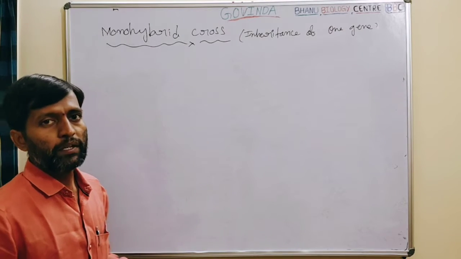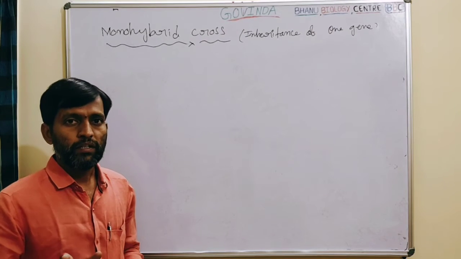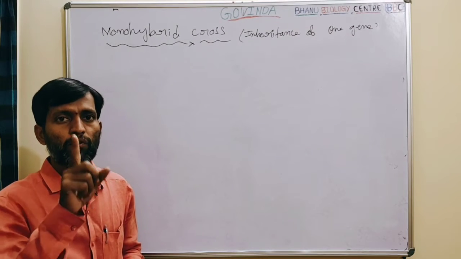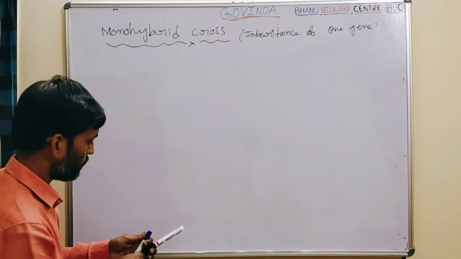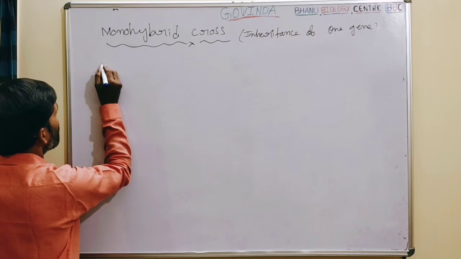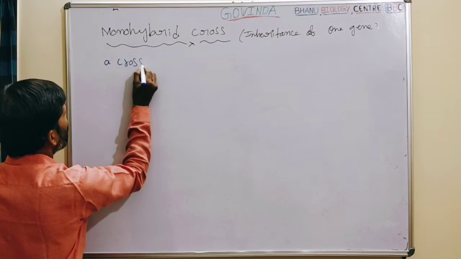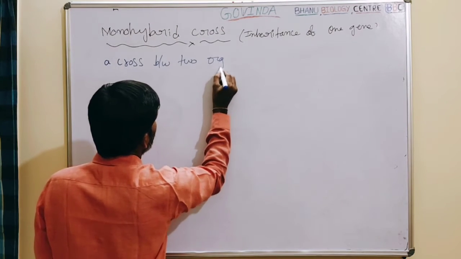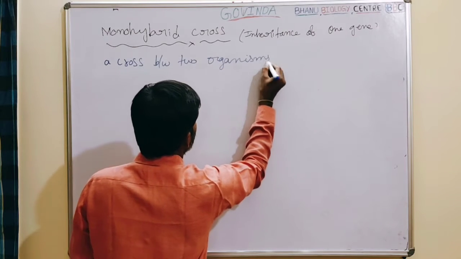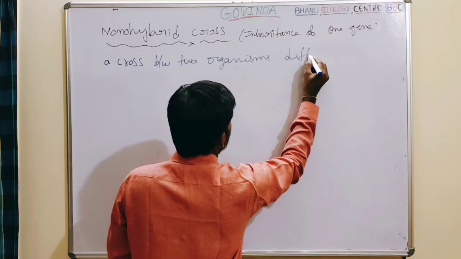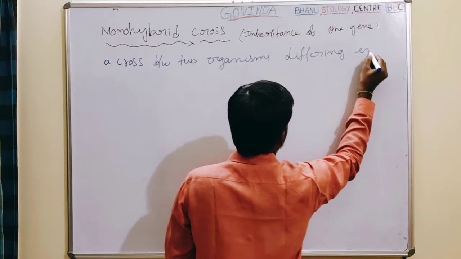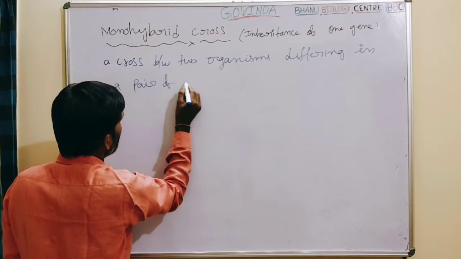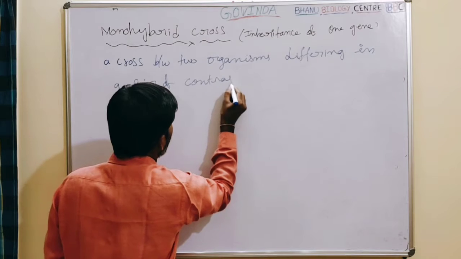Here, what is a monohybrid cross? A cross between two organisms differing in a pair of contrasting characters. So what is a monohybrid cross? A cross between two organisms differing in a pair of contrasting characters.